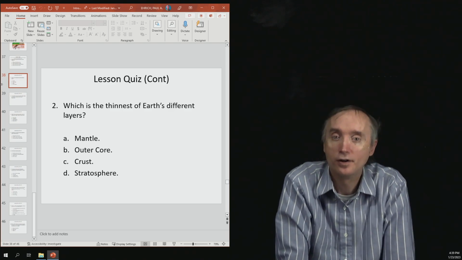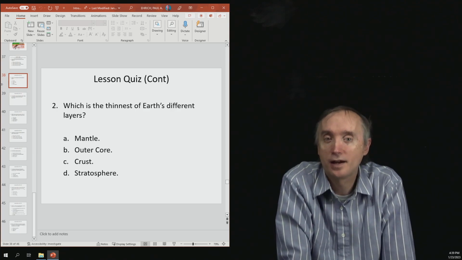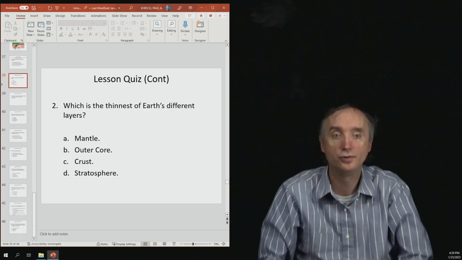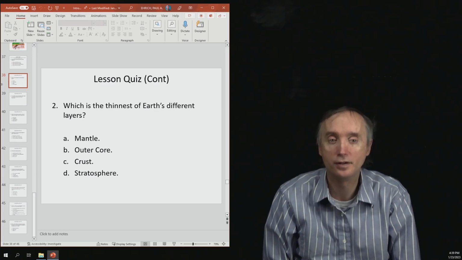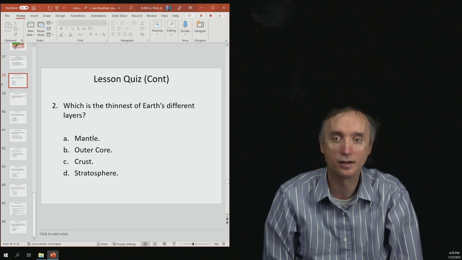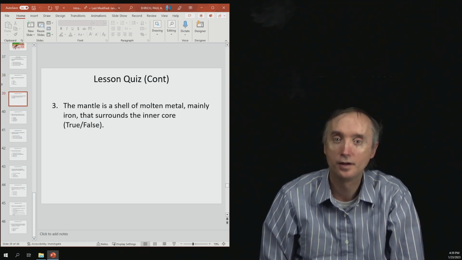So the crust is very thin. It's kind of like the scum of the Earth. It's the stuff that went up to the top of the Earth and formed the outer layer of the solid part of the Earth.